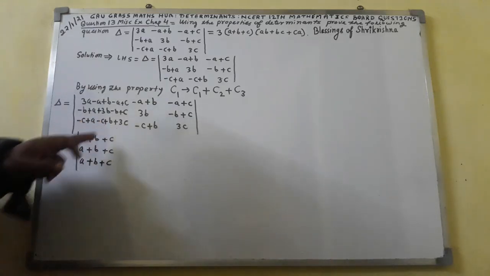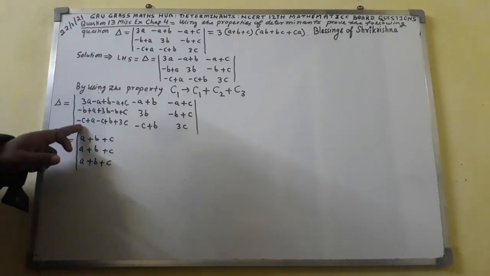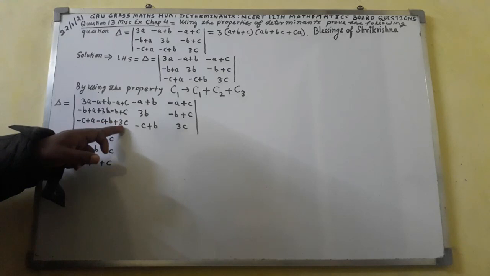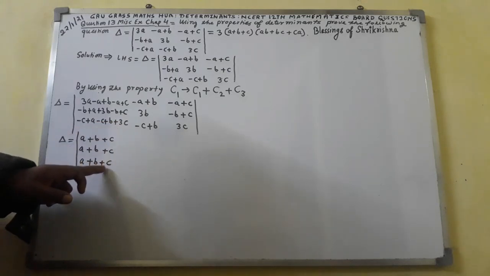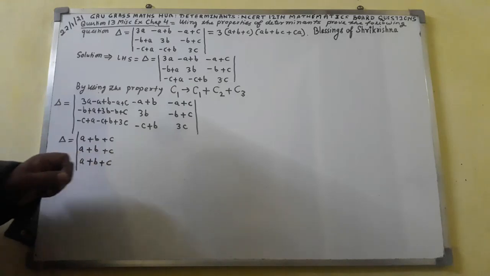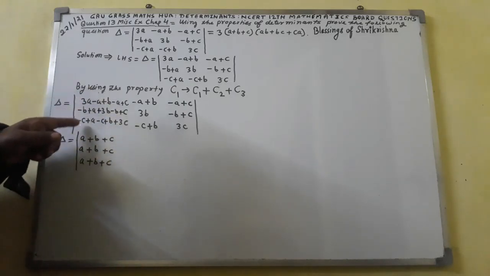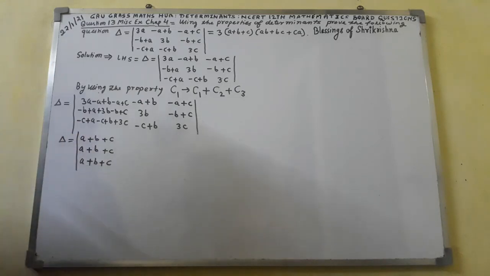Here a plus b you have got. Minus c comes out to minus 2c. Minus 2c plus 3c comes out to only c. Plus c I have written. A plus b plus c I have written. Here a plus b plus c, a plus b plus c. Just simplify this one, you will get this one.